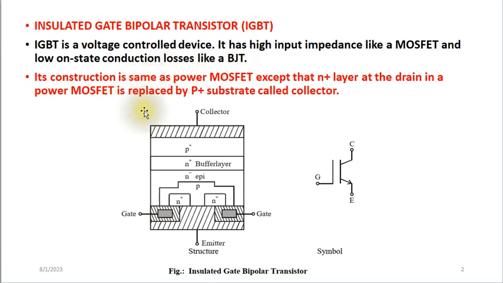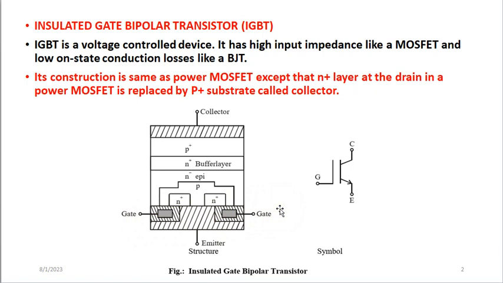And its construction is very similar to that of the MOSFETs. The only difference is that the N layer, which is at the drain in the MOSFETs, is now replaced with a P substrate, and we call that substrate now a collector. As you can see from this diagram, it is a three-terminal device. We have the collector here, we have our emitter, while we have the gate which controls the flow of charges from the collector to the emitter.